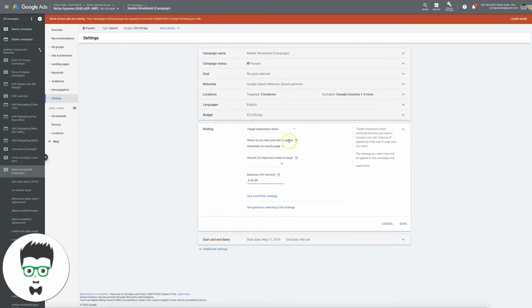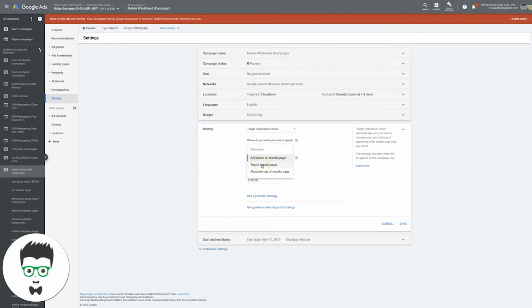Where do you want your ads to appear? This is probably the most important thing that people screw up with this bidding strategy. Anywhere on the results page is not a good choice, because it means you're telling Google, I don't care, I just want my 90% impression share, even if I get it on the bottom of the page, because they're including bottom of the page ads for anywhere on the results page.